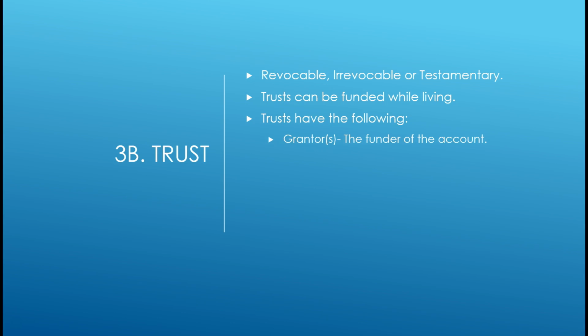Trusts have the following people involved. You have the grantor, which is the funder of the account, the person who funds it. Then you have the trustee or trustees. Those are the operators of the account, the ones that control what's within it. Usually that's, hopefully, you, and maybe you have a lawyer as a co-trustee, or someone you trust to be a co-trustee, like your spouse, that can operate the accounts. And then you have the beneficiaries, the receivers of the account. In the event that something happens to the trustees, the beneficiaries are the ones who receive the money.